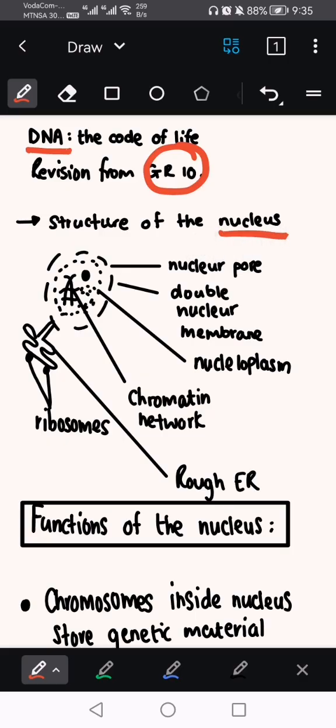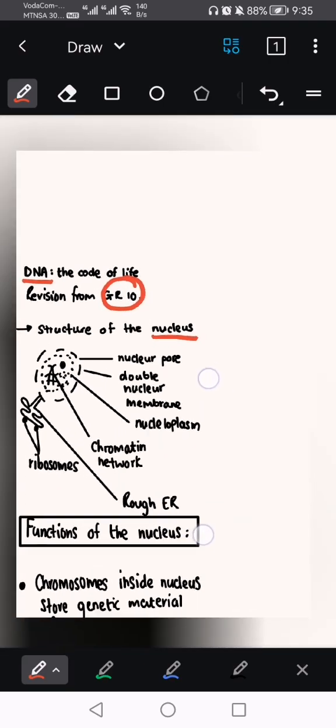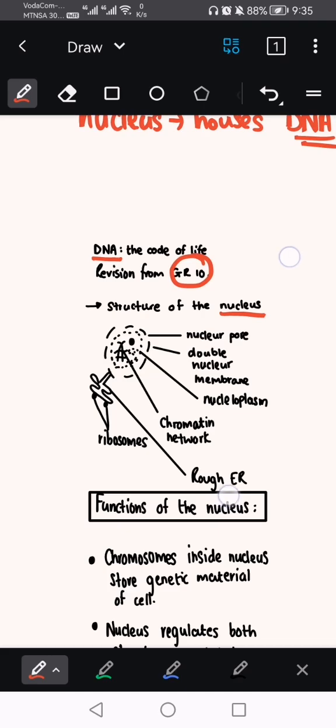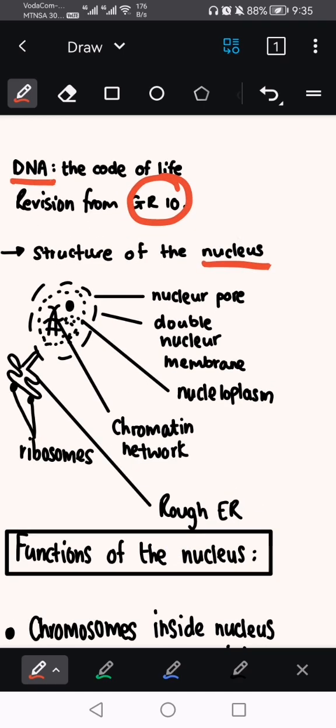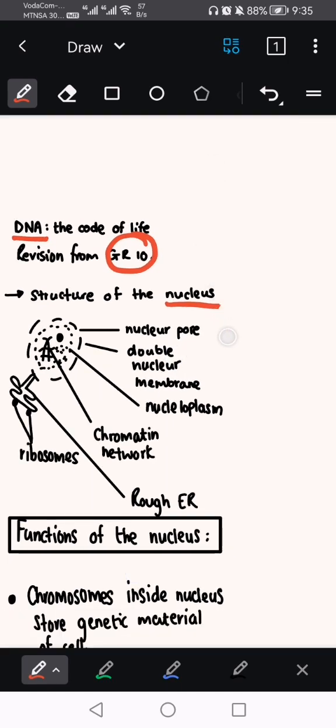And the reason why specifically the structure of the nucleus is looked at is because the nucleus houses, in layman's terms, DNA. It is where DNA is found. And that is why we have to look at the structure of the nucleus, because the nucleus ultimately is the starting point of DNA. Now, if we look at the structure, we can see that we have a nucleopore, a double nuclear membrane, nucleoplasm, chromatin network, rough endoplasmic reticulum, and ribosomes.